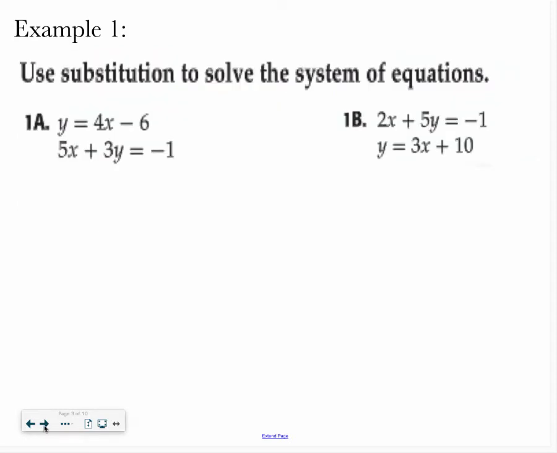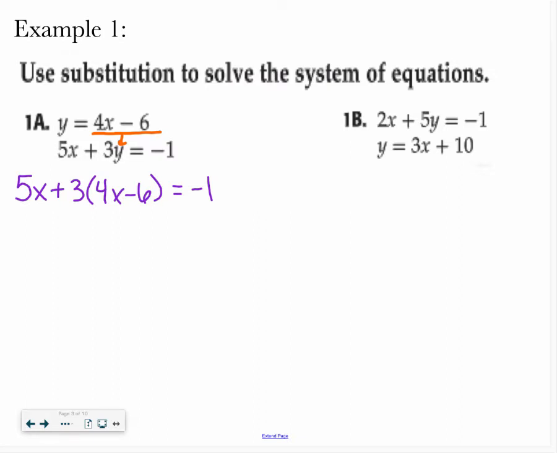Okay, so let's try this out. Step 1, solve one of the equations for a single variable. Well, if we look, we have a y equals already. So our step 1 is done. Since we have a y equals, we know what y equals, well, that means we can plug it in right here. So what that looks like is I do 5x plus 3(4x minus 6) equals -1. Okay, so I took that whole expression, because that's what y equals, and I plugged it in for y.